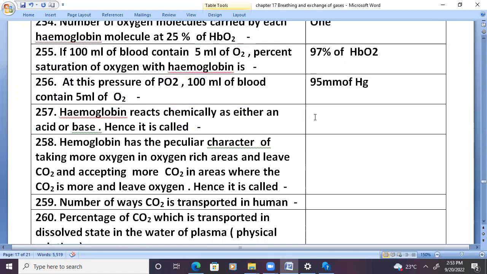Hemoglobin reacts chemically as either an acid or base. Hence it is called an amphoteric compound. Hemoglobin has a peculiar character of taking more oxygen in oxygen-rich areas and leaving carbon dioxide, and accepting more carbon dioxide in areas where carbon dioxide is more and leaving oxygen. Hence hemoglobin is called an amphoteric compound.